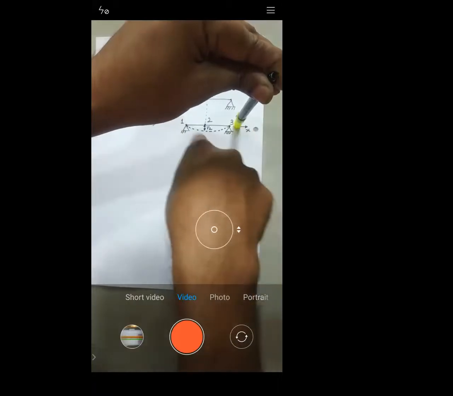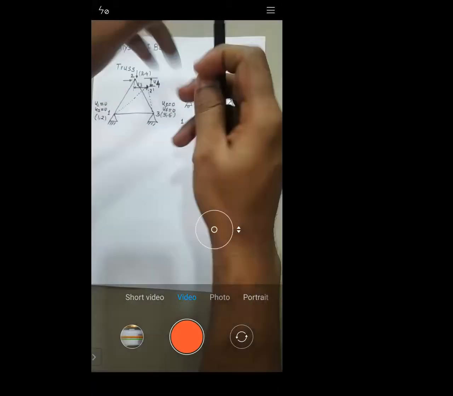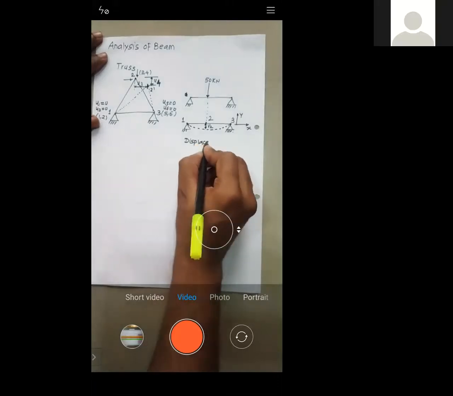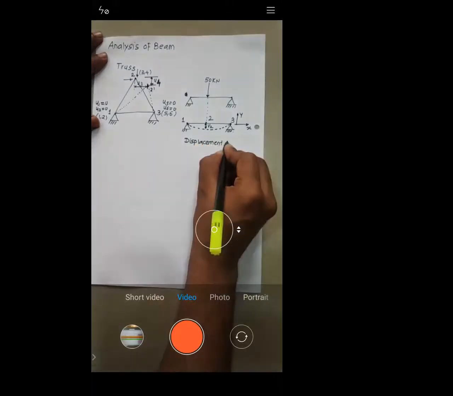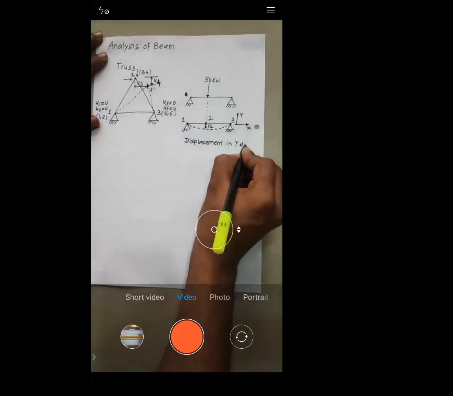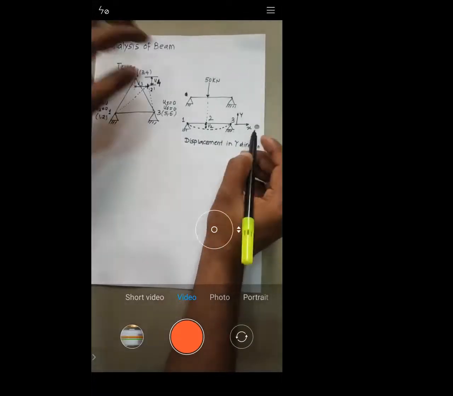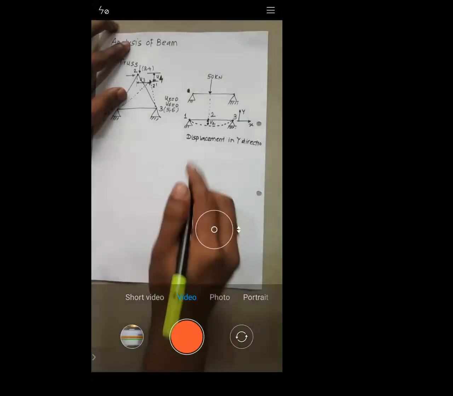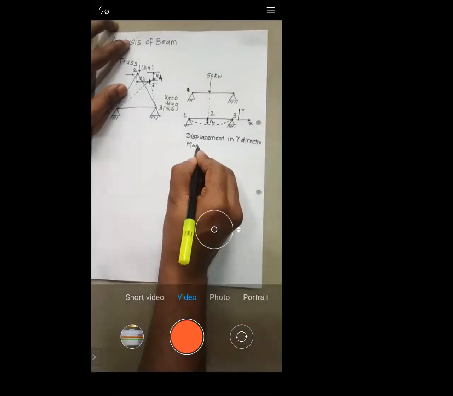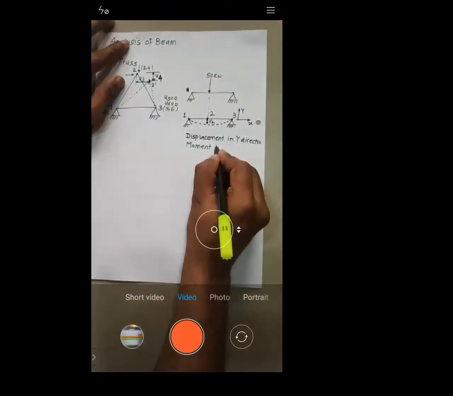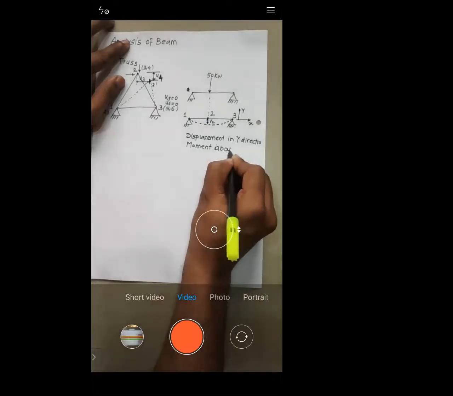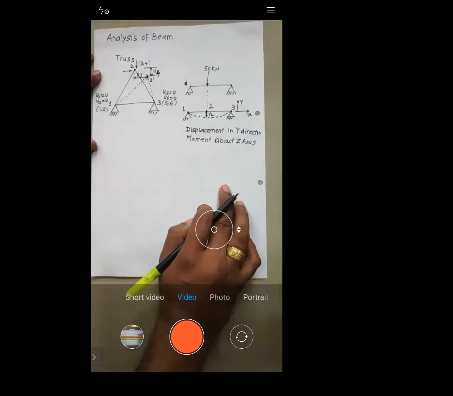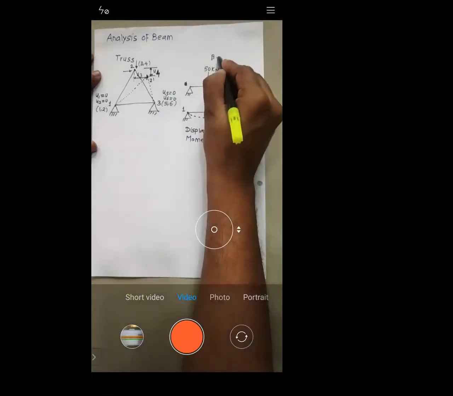Yes, sir. So see what you have. You have displacement in the y direction. Try to understand. You have displacement in the y direction. Vertical is the y direction. So you have displacement in the y direction, as well as movement about the z-axis. Are you able to understand? In the beam, what do you have?